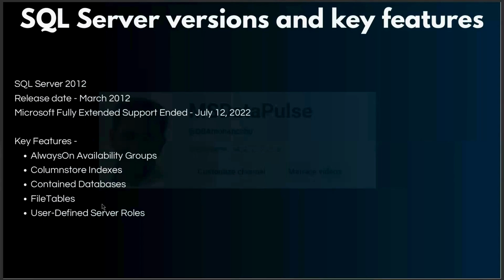Next is the FileTables. FileTable is a feature introduced in SQL Server 2012 and also available in later versions that extends the FILESTREAM storage capability. It allows you to store files and directories or folders in a hierarchical structure directly within a SQL Server database, while making them accessible as a regular Windows file share via SMB protocol.